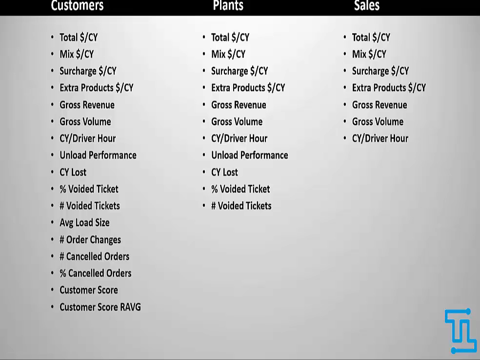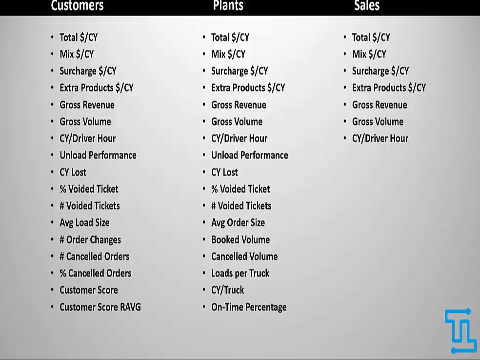The remaining metrics for the plants are average order size. Booked volume is the total volume of go and will call orders at the beginning of the day. Canceled volume, loads per truck, cubic yards per truck. On-time percentage is the percentage of the first loads for an order that are within 15 minutes of the scheduled arrival time. Percent productive is the percentage of driver time that is spent actually making a delivery. And the round trip factor. That's the round trip delivery times divided by the scheduled round trip time.